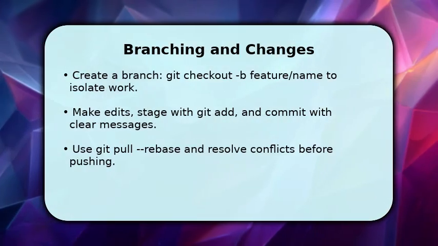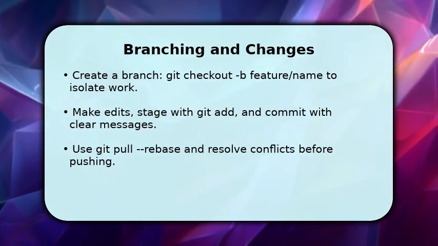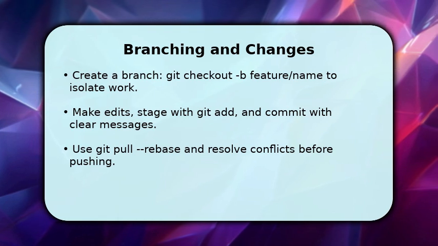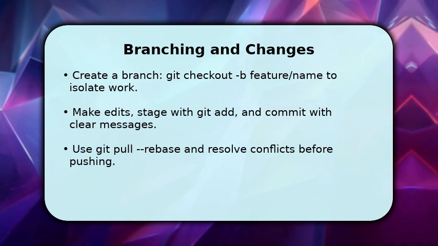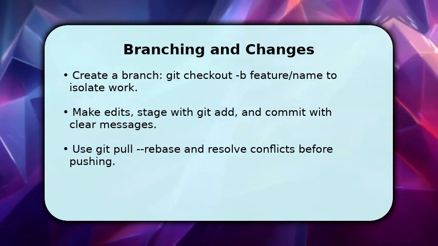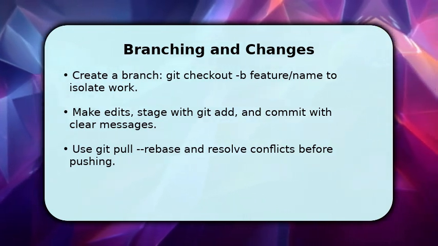You should create a feature branch immediately to avoid disrupting main. git checkout -b feature/name keeps history clean. After editing, stage specific files with git add and write focused commit messages that explain why, not just what.